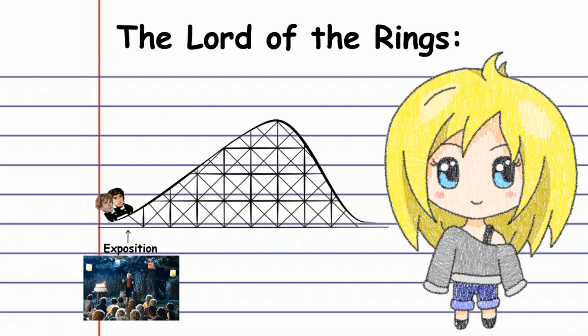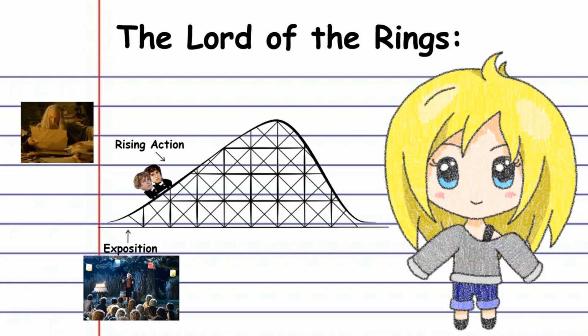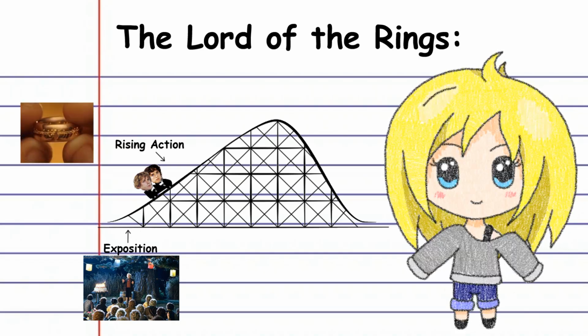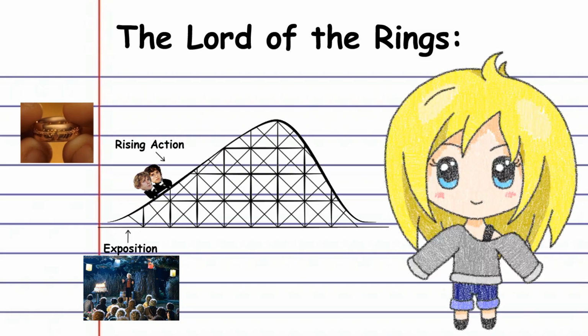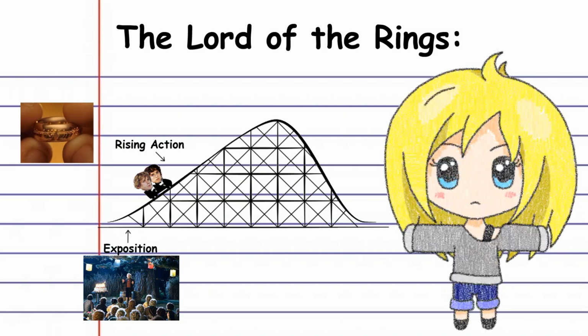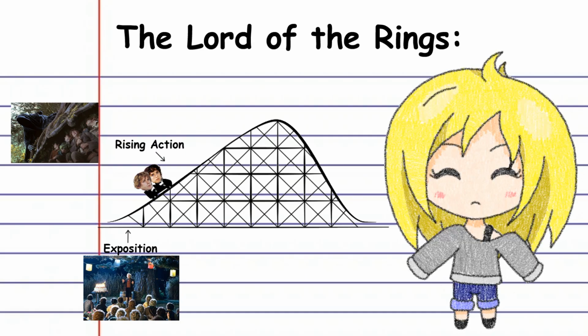But then things start to happen and we get our rising action. Gandalf finds out that Bilbo's ring is actually the one ring that Sauron made to take over the world, and it isn't safe for Frodo to just keep it in the Shire anymore. He has to leave. Then the stakes are raised. The hobbits are not safe. The Nazgul are hot on their tail and the hobbits only just manage to escape with their lives.